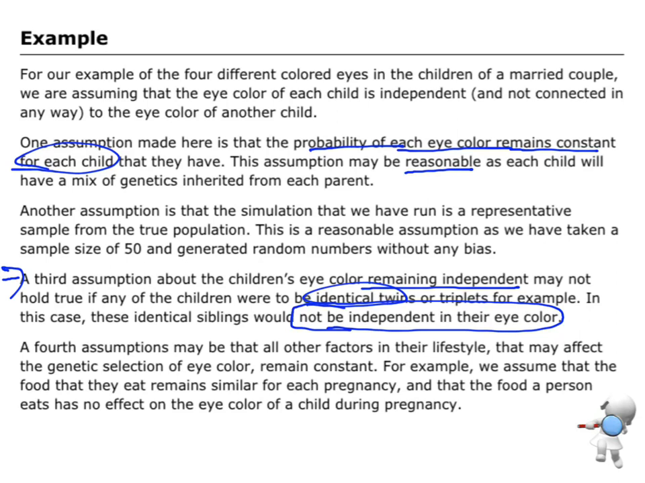Another assumption I've talked about is that, for example, the food that the mother eats during each pregnancy is going to be similar, and that whatever you eat doesn't have an effect on the eye colour of the child. There are lots of things we don't know about science yet, so that might be something I need to assume. I think that's a reasonable thing to assume, that the food you eat doesn't change your eye colour, but I can't say for sure. That's why it's an assumption, because we don't know absolutely.